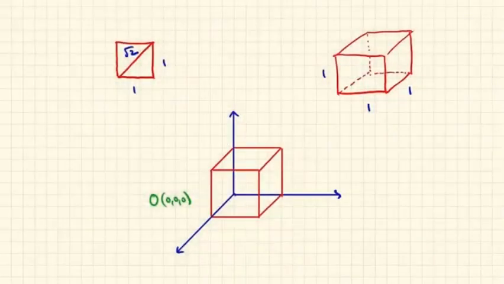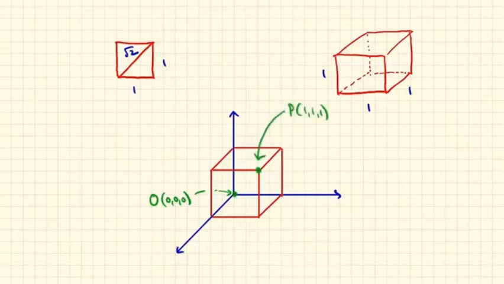Let's position the cube so that the point furthest away is at the origin, and then the point closest to us has coordinates 1, 1, 1 because it's the unit cube. Call that point P, and then by our formula the distance from P to the origin is just the square root of the sum of the squares of the coordinates. If we draw in the diagonal D, then D is the square root of 3.